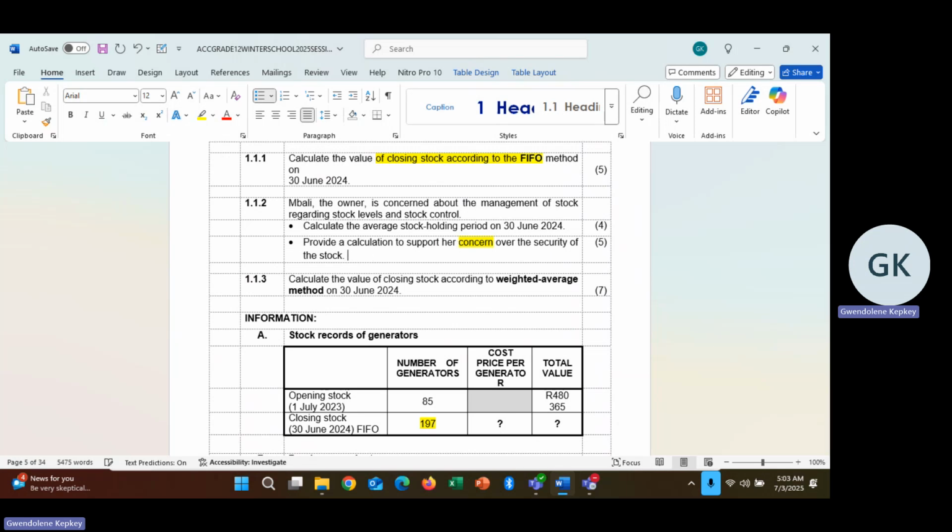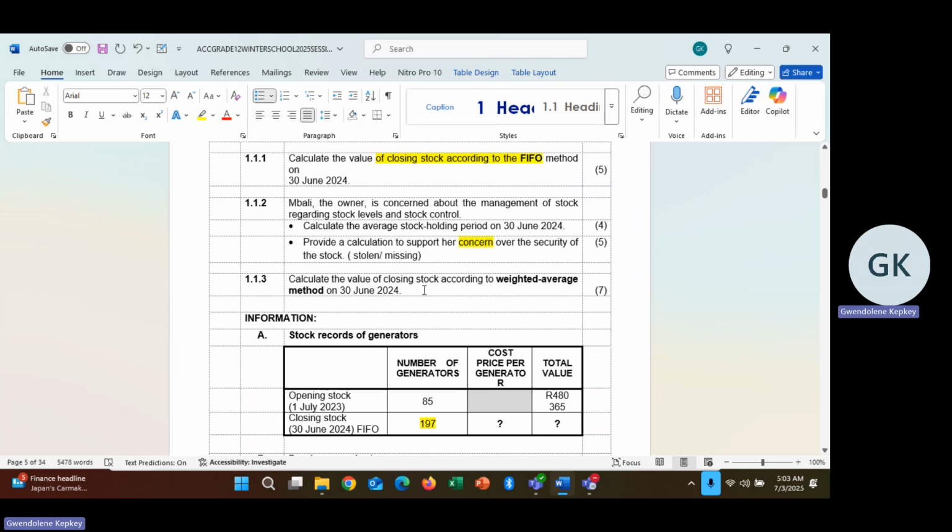The minute you see the word concern, you can guarantee yourself that we need to calculate if there was stock stolen, or another word for that, if there is any stock that is missing. Concern will always bring you to this point, but let's do one calculation at a time.